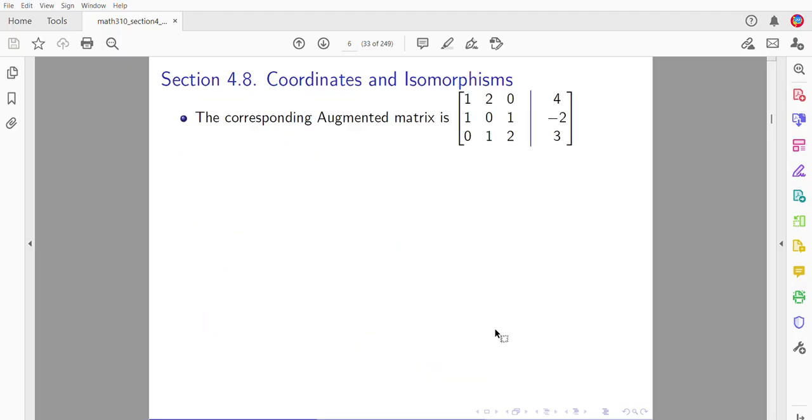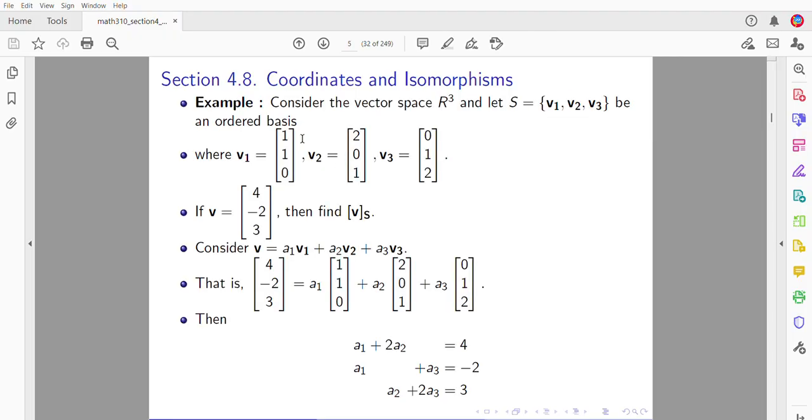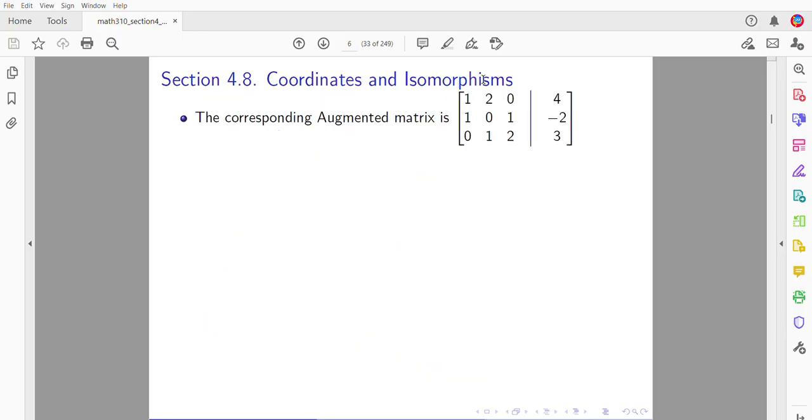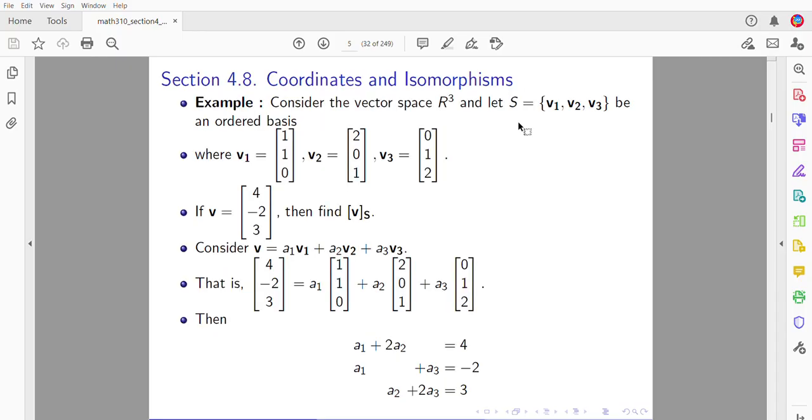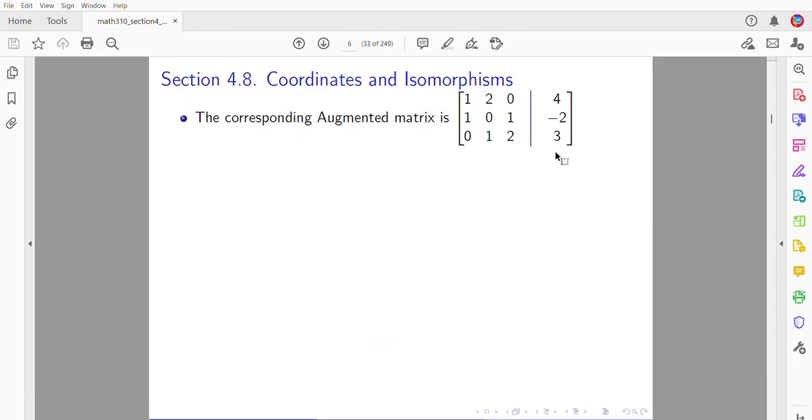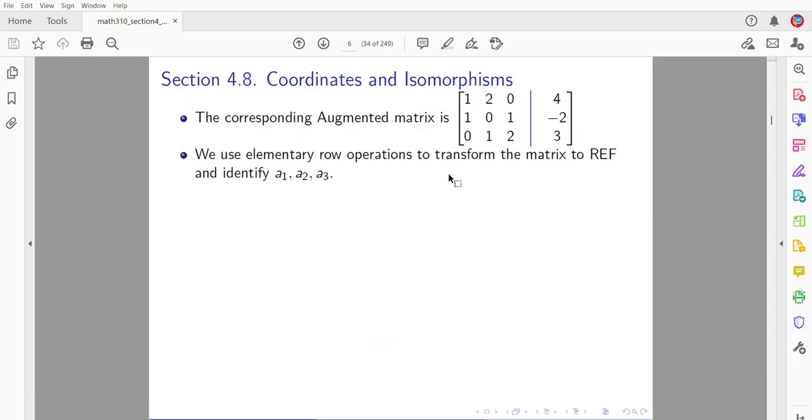So if you remember, the augmented matrix, when you use vectors, turns out to be just these for the coefficient matrices and the answer vector for the right hand side. Well, what do we do with an augmented matrix? We use elementary row operations to transform the matrix to row echelon form and identify a1, a2, a3.